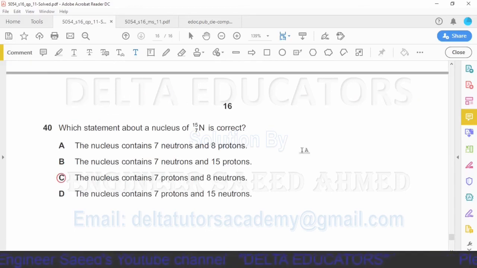Question number 40. Which statement about a nucleus of nitrogen-15 is correct? Okay, here in nitrogen, the atomic number is 7 and the mass number is 15. Atomic number means number of protons. So the number of protons is 7, and mass number means number of protons plus neutrons. So the number of neutrons will be 15 minus 7, which is equal to 8. So in nitrogen the total number of protons is 7 and the total number of neutrons is 8.